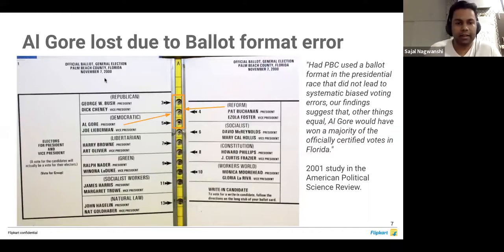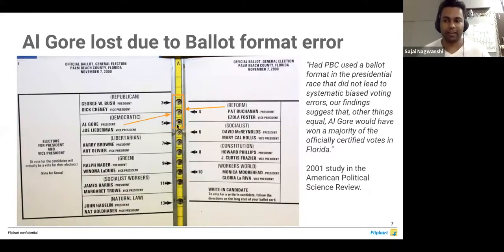After a lot of investigation, what was found was that Palm Beach County had used something called a butterfly ballot, which meant the candidates' names were spread out on two sides of the punching zone over here. So the way a person had to vote for a candidate was to punch through these holes. If someone wanted to vote for Republican George W. Bush, they had to punch the first hole, which is numbered 3. And if they wanted to vote for Democratic, it had to be the third hole.